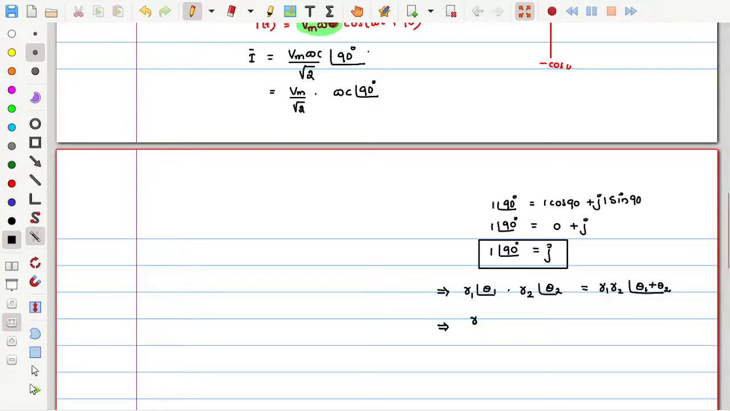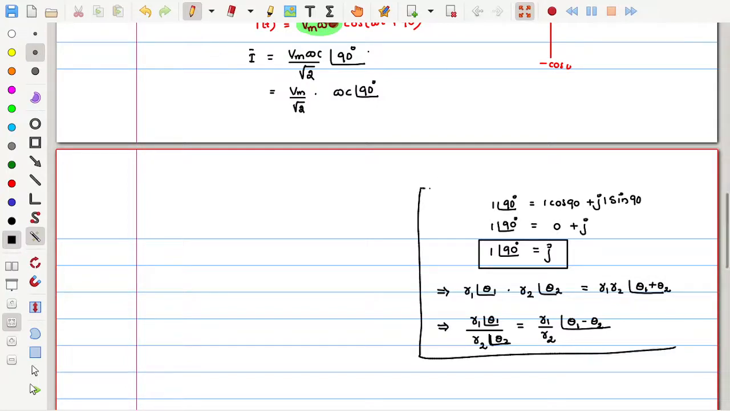Let me show one more thing also. R1 at an angle of theta 1 divided by R2 at an angle of theta 2. We will see this kind of situation several times, that's why I am writing these principles. R1 divided by R2 is the division of magnitudes, and the numerator angle minus the denominator angle. When the denominator angle comes to the numerator, it becomes negative. So remember these three important points, which we come across many times in dealing with complex numbers.